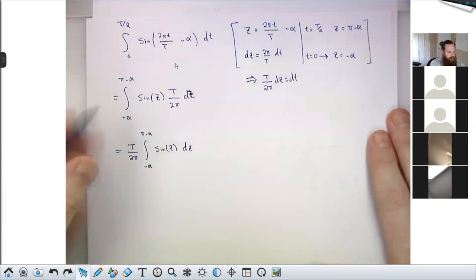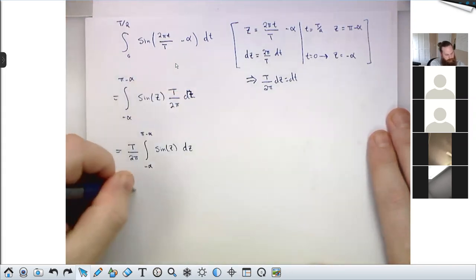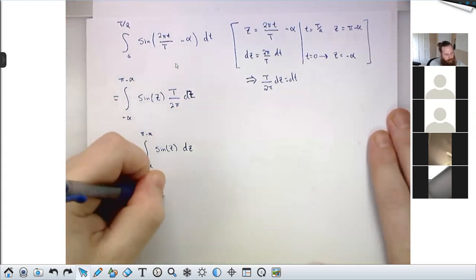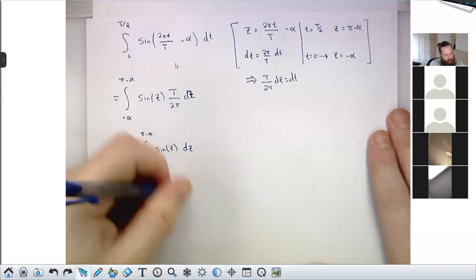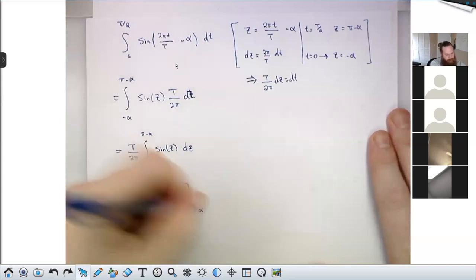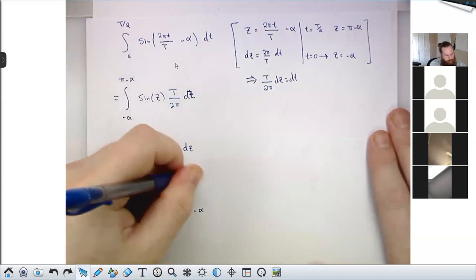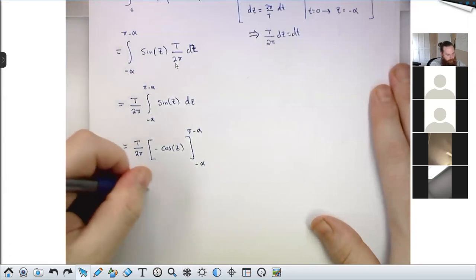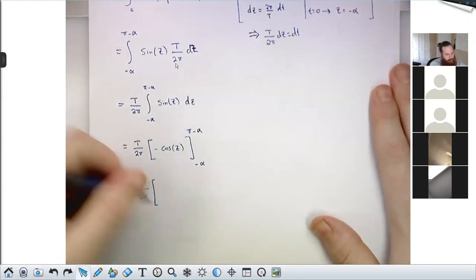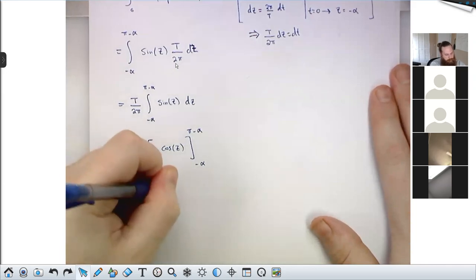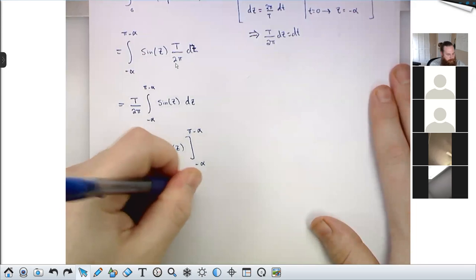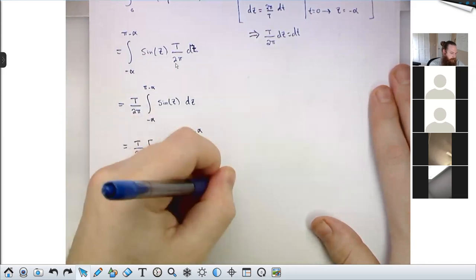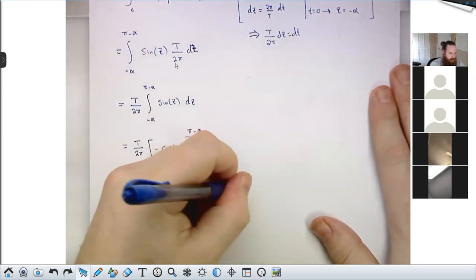And now the integral of sine z, who differentiates to sine z? That is one of our known integrals. That's negative cos z. And I evaluate this between bounds, negative alpha to pi minus alpha. And you end up with capital T over 2 pi times negative cos of pi minus alpha minus negative cos of negative alpha.